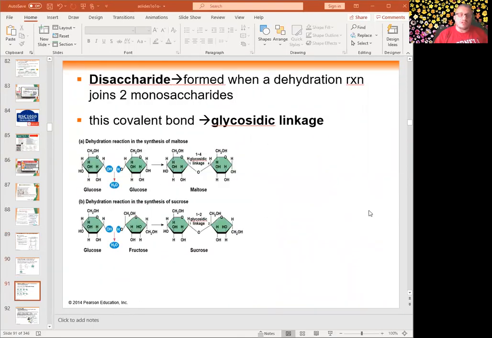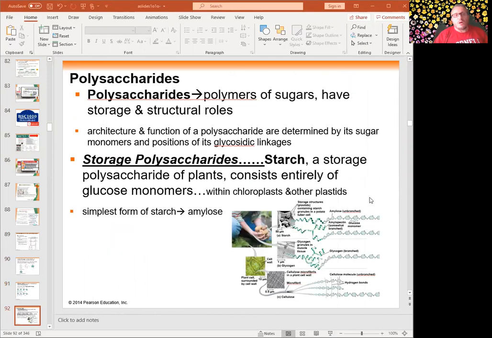Disaccharides are actually two monosaccharides. They are covalently bonded at a special bond called a glycosidic linkage and make disaccharides like sucrose. Polysaccharides are polymers of several sugar monomers that are used in storage and structural roles.